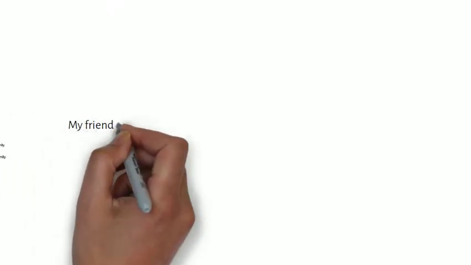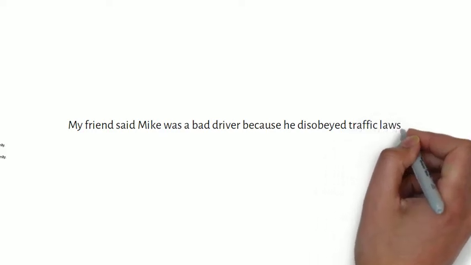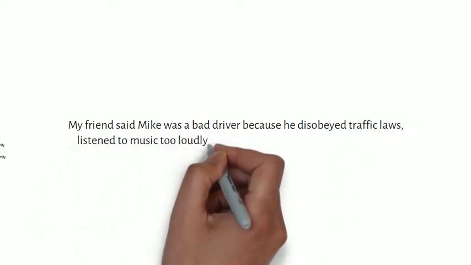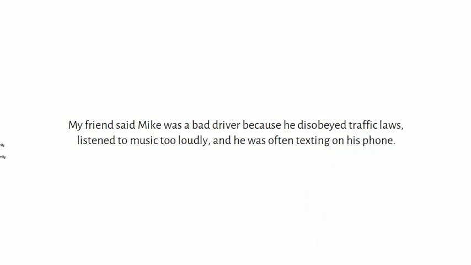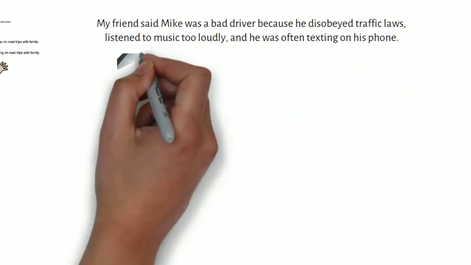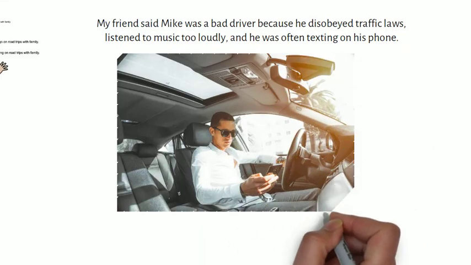Here is another example. My friend said Mike was a bad driver because he disobeyed traffic laws, listened to music too loudly, and he was texting on his phone. Which part of this sentence is structurally inconsistent with the rest? I'll give you 5 seconds to think. If you said "he was texting on his phone," you are correct.